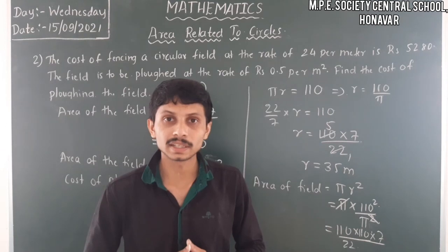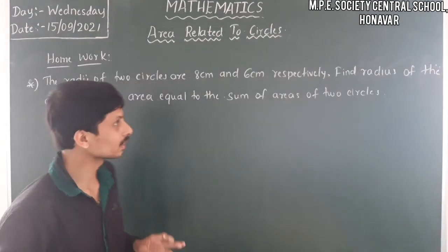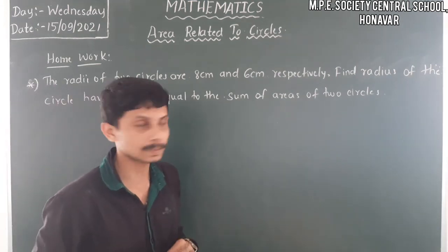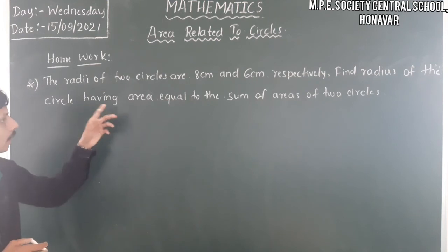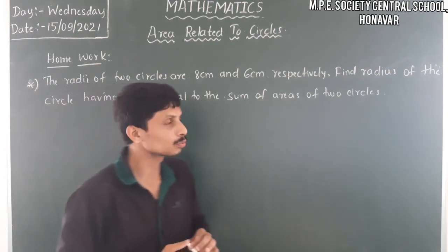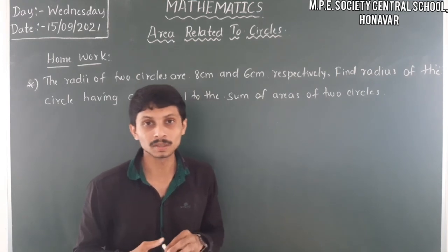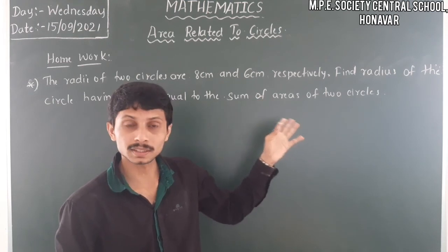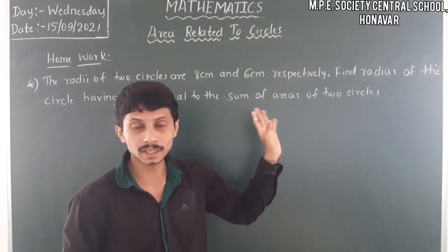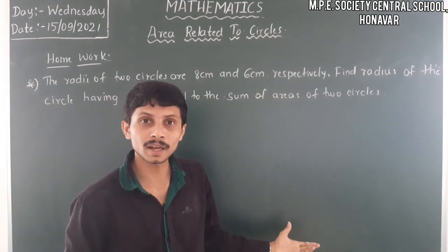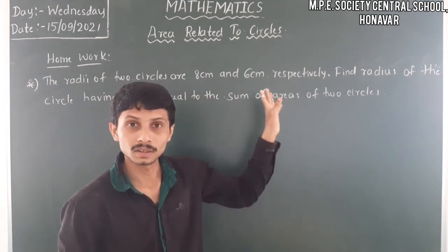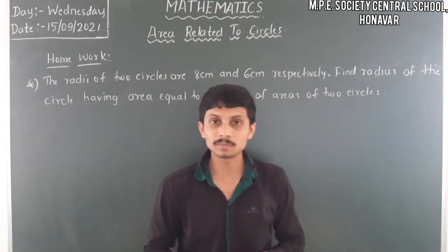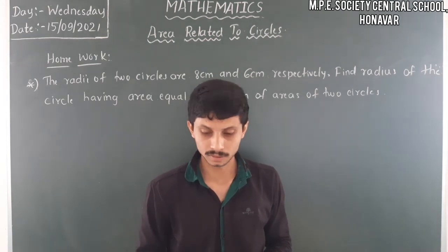So let us take some homework. Yes, let's take one homework here. The radii of two circles are 8 cm and 6 cm respectively. Find the radius of the circle having area equal to the sum of the areas of the two circles. This is similar to the first problem. Firstly you have to equate the relationship between the areas of the bigger circle and the smaller circles. Then you have to simplify the formula, and substitute the values of radius 1 and radius 2. Then you get the radius of the bigger circle. This is a simple problem, so just solve it here.